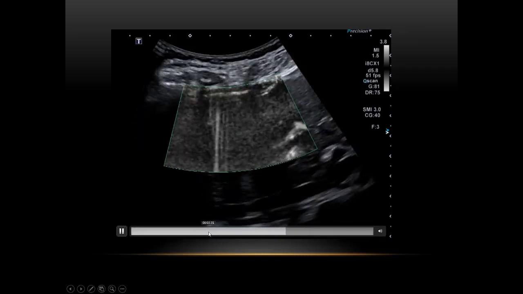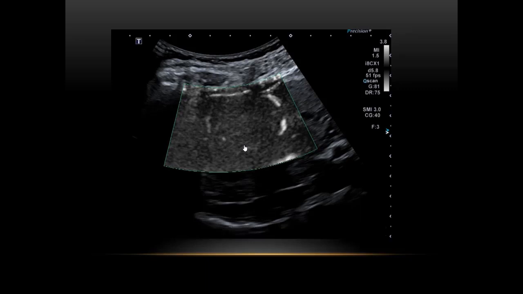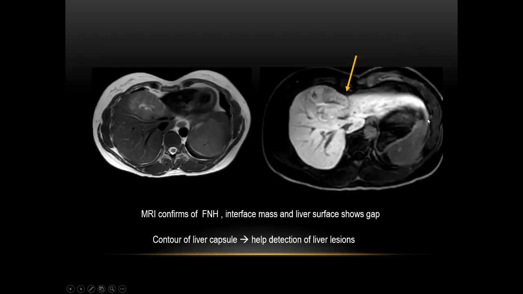Like this. Here, the vessel is displaced away and surrounding the lesion. This is a mass effect. This is obviously a mass if we have information from SMI. The patient underwent MRI, and this was confirmed to be FNH. It's very huge, like 8 centimeters.